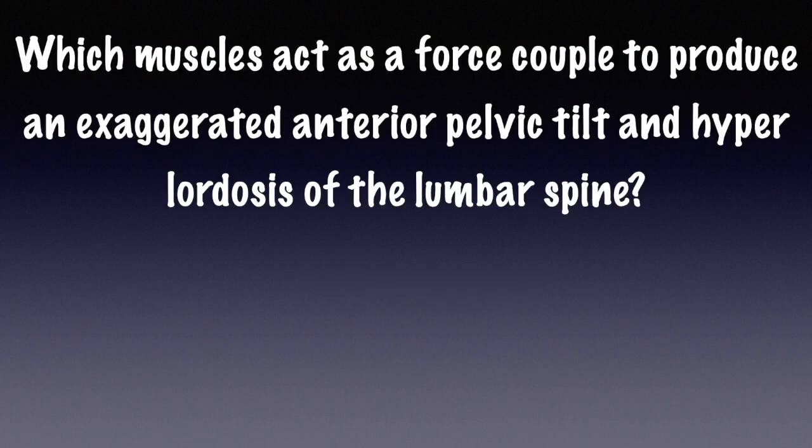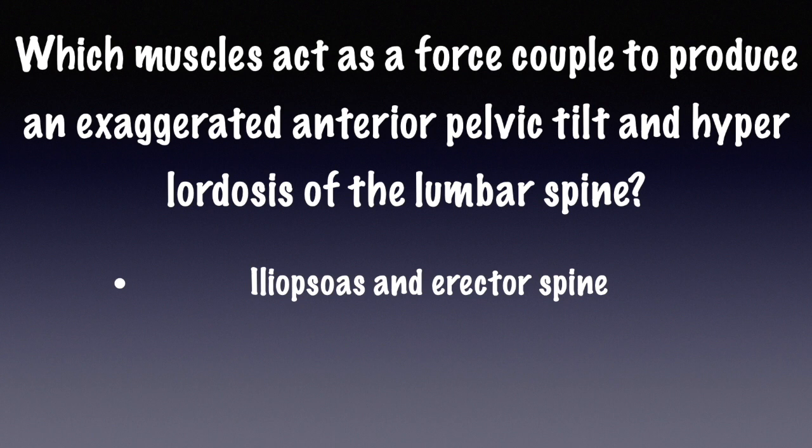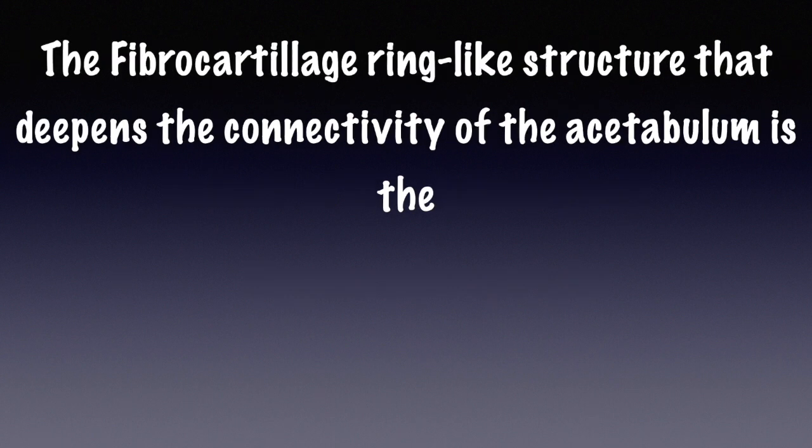Which muscles act as a force couple to produce an exaggerated anterior pelvic tilt and hyperlordosis of the lumbar spine? Iliopsoas and erector spinae. The fibrocartilage ring-like structure that deepens the connectivity of the acetabulum is the labrum.